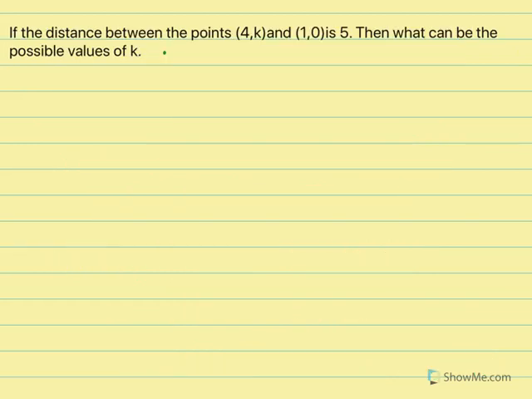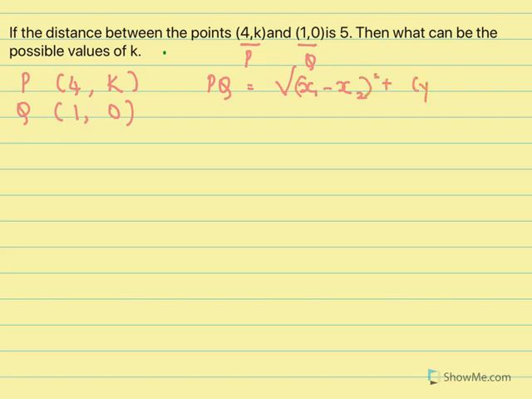If the distance between the points (4, K) and (1, 0) is 5, then what can be the possible values of K? So we have P and say this is Q. So we have P (4, K), and Q (1, 0). So PQ distance is x1 minus x2 the whole square plus y1 minus y2 the whole square. So PQ is given to us as 5.